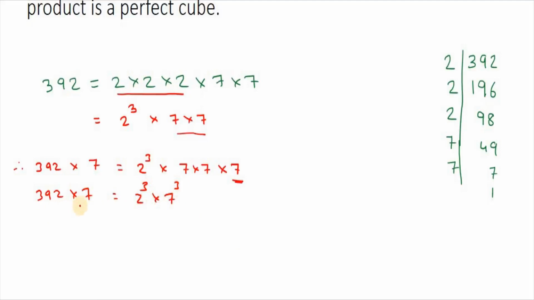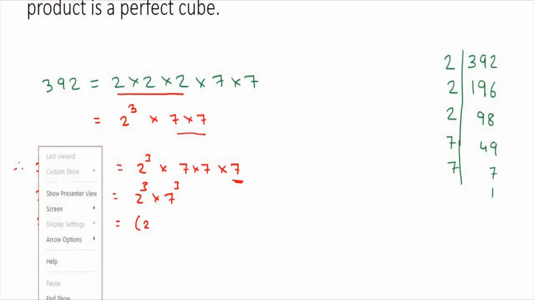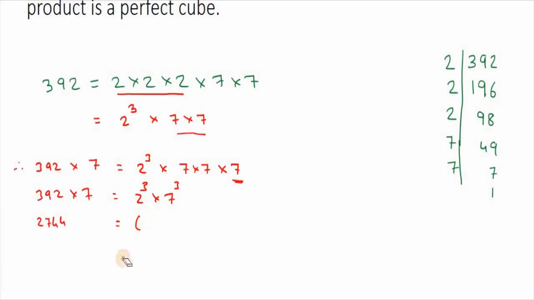Now I have 392 into 7 is equal to 2 cubed into 7 cubed. Let's multiply this. 7 twos are 14, carry 1, 7 nines are 63 and 1 is 64, carry 6, 7 threes are 21 and 6 is 27. So 2744 is equal to 14 cubed.